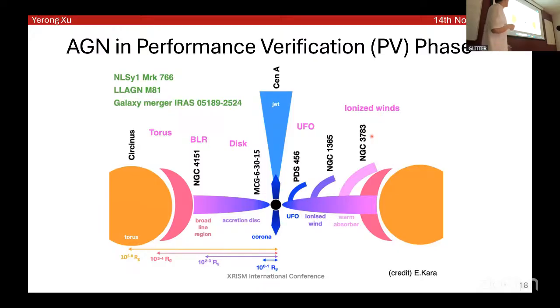For example, the inner accretion flow could be well studied in MCG-6-30-15, and the jet could be well explored in the center of Cen A in the high spectral resolution view. And today I will focus on the XRISM observation of the prototype UFO target, PDS 456. You have already heard this name many times in my previous slides.